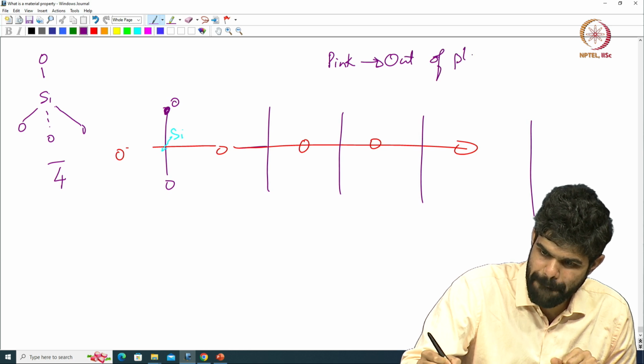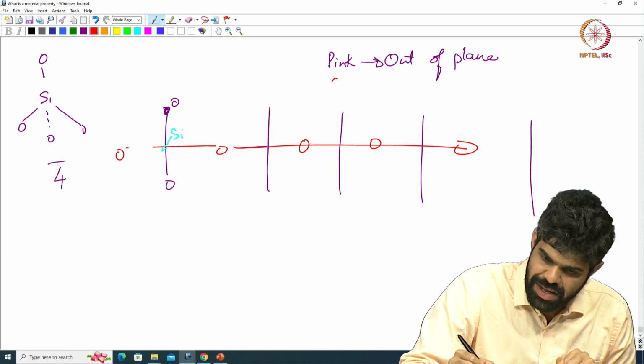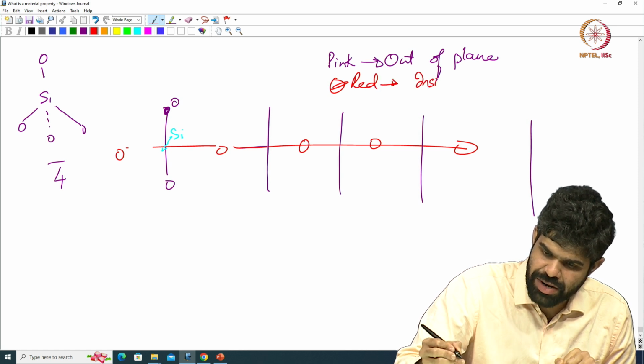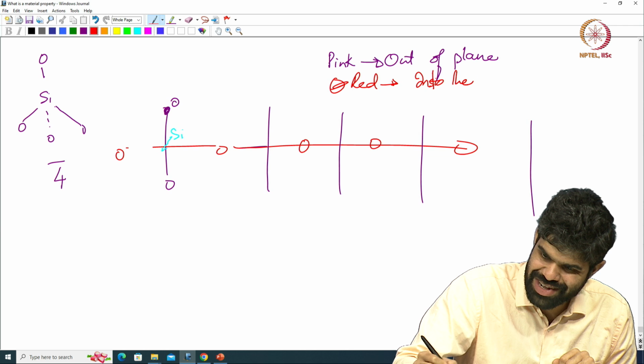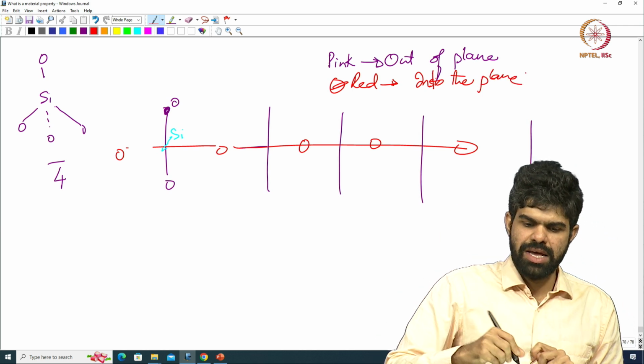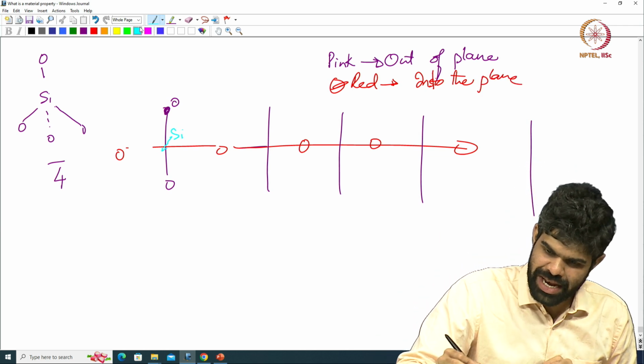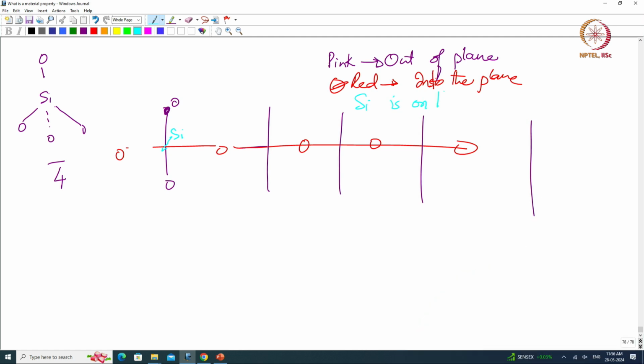and the red one is inside or into the plane, okay, and silicon is in plane, silicon is on the paper. Okay, perhaps this blue color I have to change because it is not dark enough. Okay, so silicon is on the plane, right. So I can have this sort of a very symmetric structure, and then I just continue this, right.